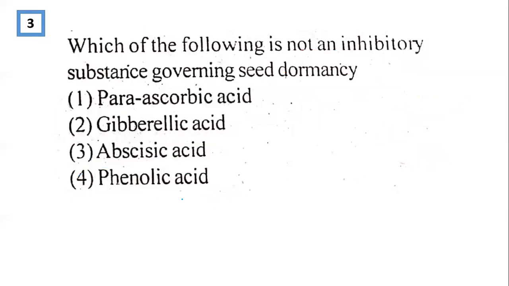Question number 3. Which of the following is not an inhibitory substance governing seed dormancy? Para-ascorbic acid, gibberellic acid, abscisic acid, and phenolic acid. Not an inhibitory substance governing seed dormancy. Yes, the correct answer for this question is option number 2. Gibberellic acid is the correct answer.